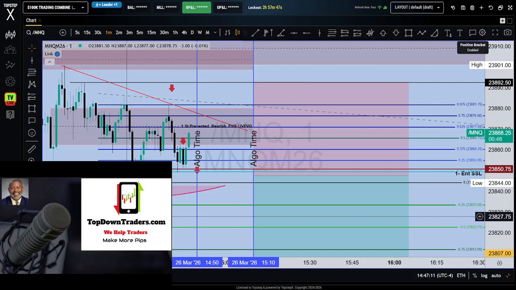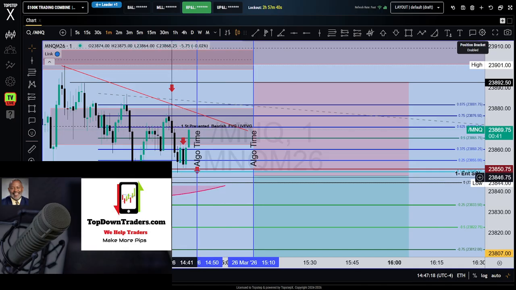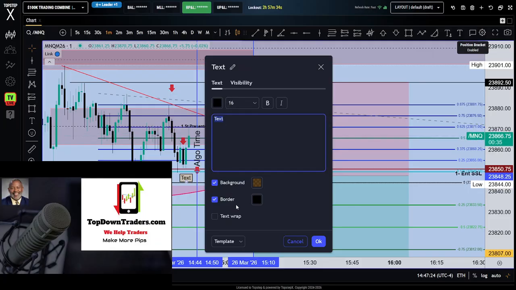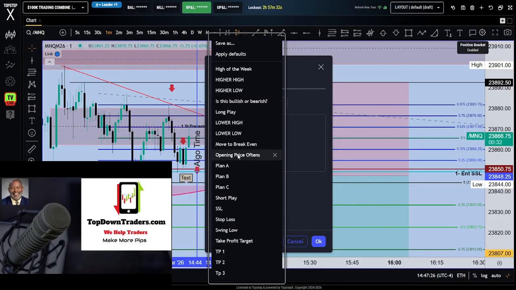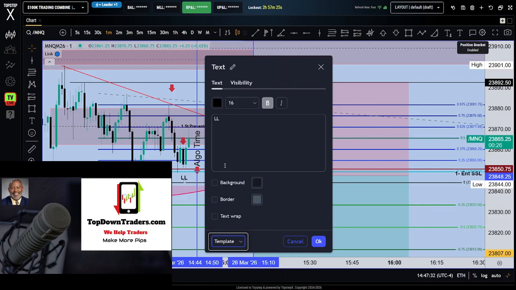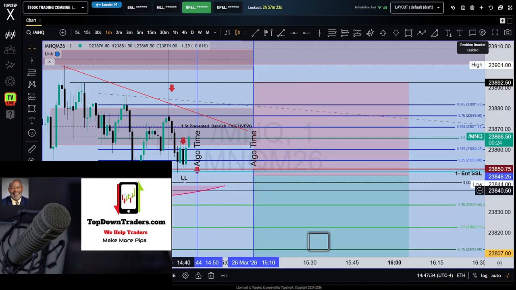We're getting another pullback here. Note we have a swing low. We have a lower low. I think I have those labeled. Do I still have those labeled? Template, lower low. Lower low, right there. Bingo. There's your lower low.